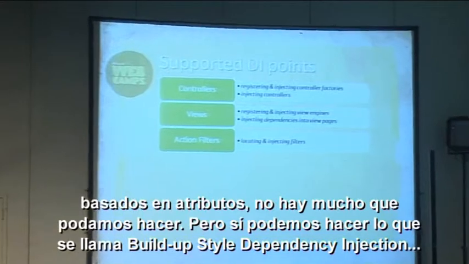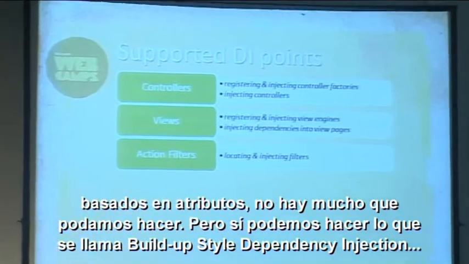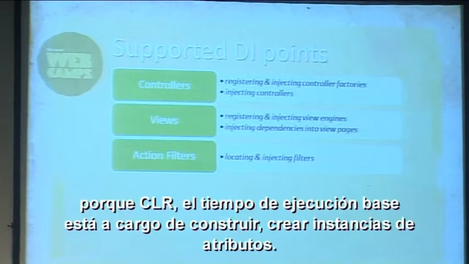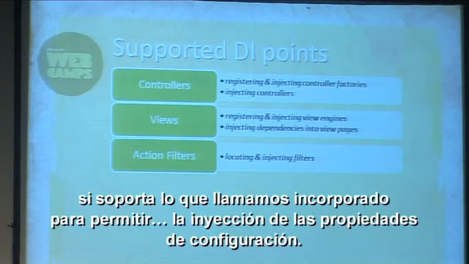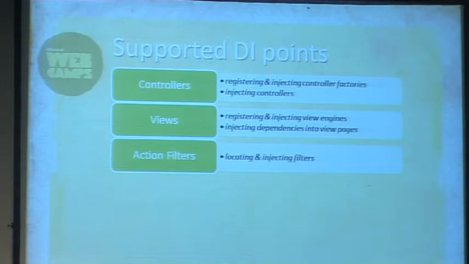there's not a whole lot we can do, but we can do what's called build-up style dependency injection. Because the CLR, the core runtime, is responsible for building, instantiating attributes. We can't control that. But what we can do is give your dependency injection container, if it supports what's called build-up, allow it to do property setter injection.